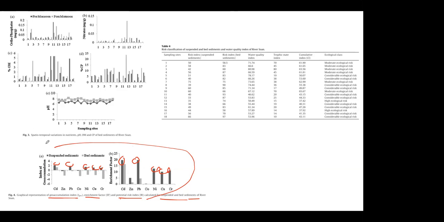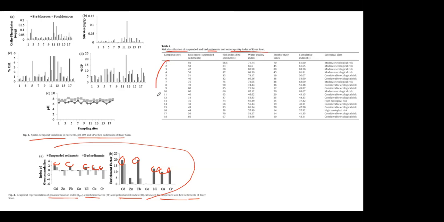So figure 3 just revealed the spatial temporal variation in the nutrients, pH, and organic matter in the bed sediments in 2 different seasons, and you can see here the significantly dynamic trends in the physicochemical properties distribution among the pre and post monsoon seasons. Table 4 showed the risk classification of suspended and bed sediment and the water quality index of river zones.